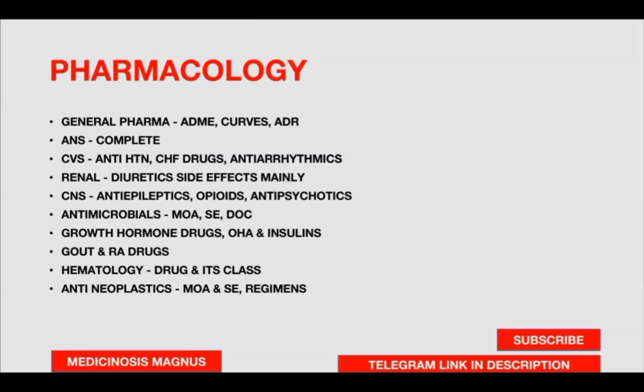In cardiovascular system, the antihypertensives and its side effects, CHF, congestive heart failure drugs, and antiarrhythmics. Usually you will be given an ECG and you will be asked what drug will you manage with it. So you should know about the arrhythmias and antiarrhythmics as well. In renal, diuretics, side effects mainly. In CNS, antiepileptics, opioids, and antipsychotics.